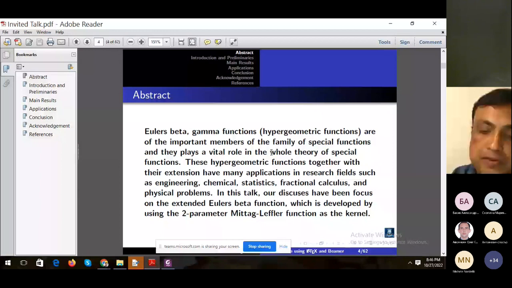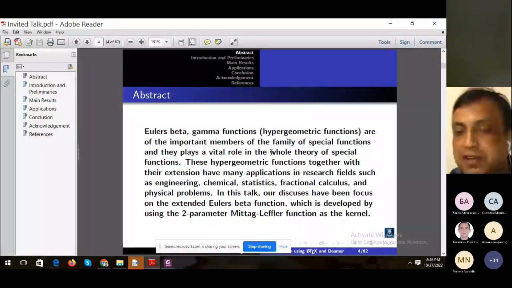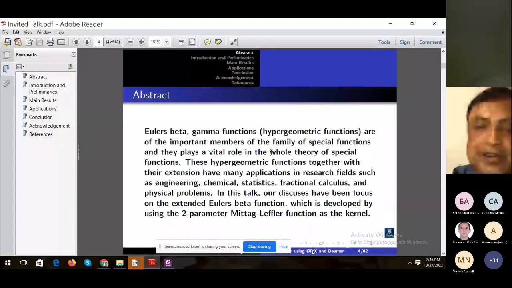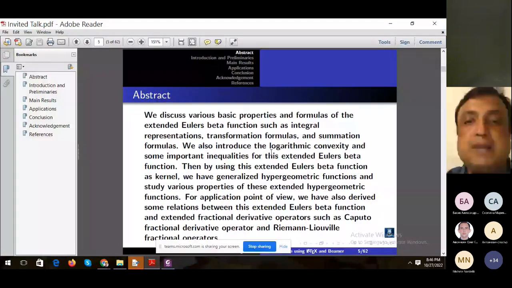As I told you, when we are dealing with special functions and fractional calculus jointly, we use the special function in the kernel form and develop the fractional operator. It will improve the behavior of the fractional operators. It will increase the possibilities to solve some unsolved differential equations, partial differential equations, as well as fractional differential equations. We discuss various basic properties and formulas of the extended Euler's beta function, such as integral representation, transformation formula, and summation formulas.